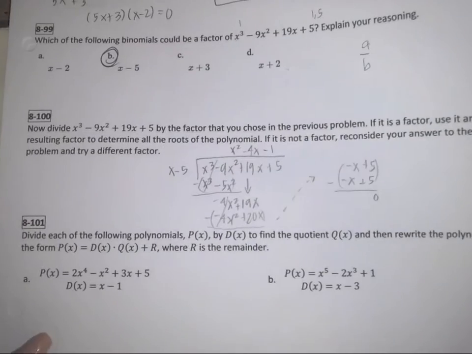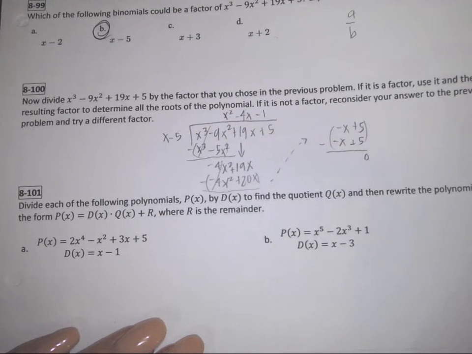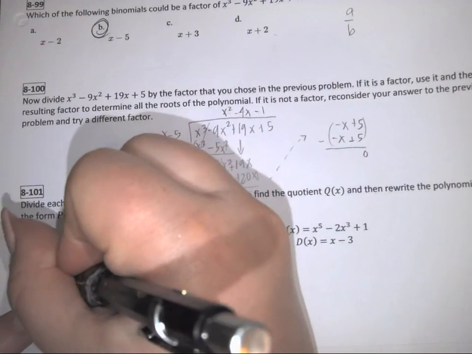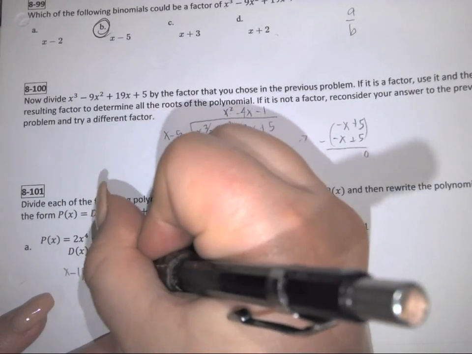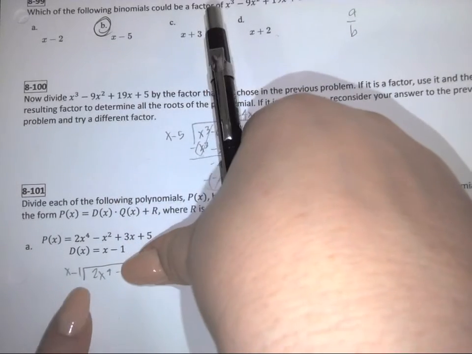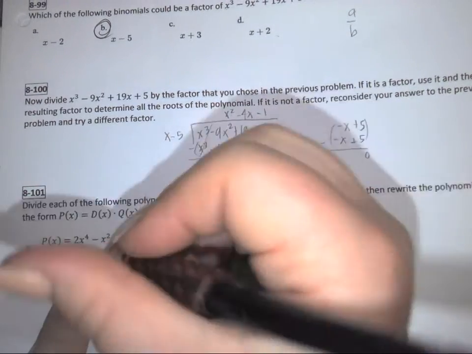Okay, and then for 8-101, divide each of the following polynomials, p of x by d of x, to find the quotient, and then rewrite the polynomial in the form where r is the remainder. So apparently we'll get some remainders this time. So 2x to the 4th minus x squared plus 3x plus 5. Again, cover these. What times x is 2x to the 4th?